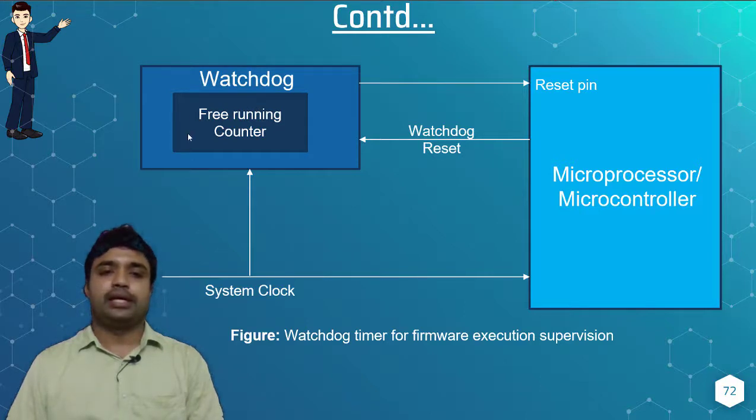Okay, and in this watchdog timer, you can see a free running counter is going to be used. That means n number of counting pulses are needed for a watchdog timer unit. So that is why a free running counter operation is used here.